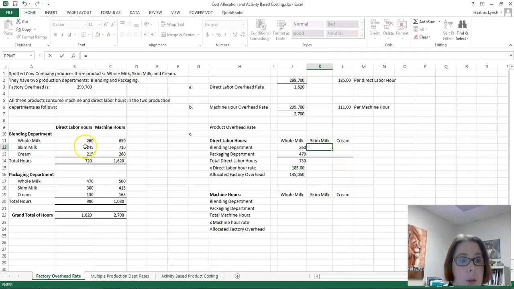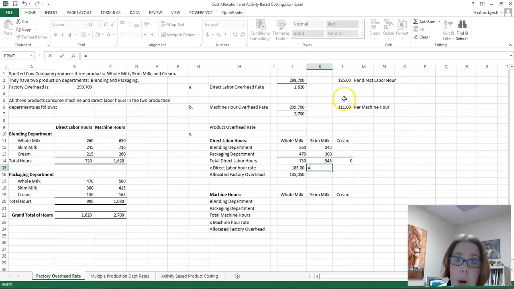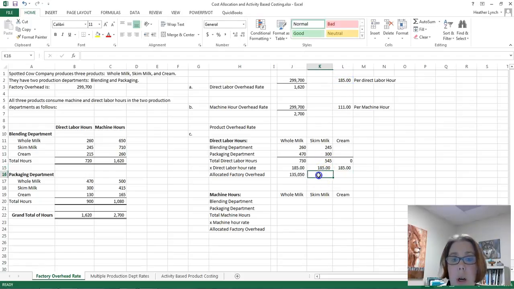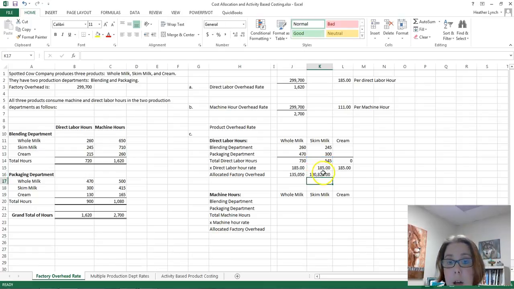How much is it for skim? Skim is 245 in the blending. Skim is 300 in the packaging. I'm going to total those across. We still have per direct labor hour 185, and I'll just bring that one over too because we're looking at the direct labor hour. So if we take the 545 times 185, that gives us 180,825.